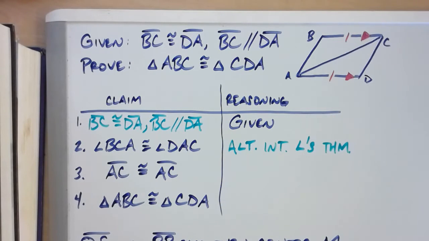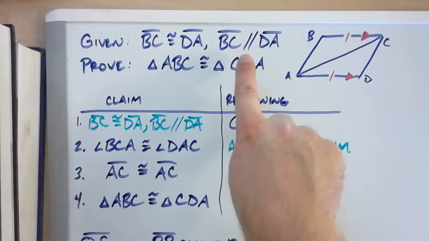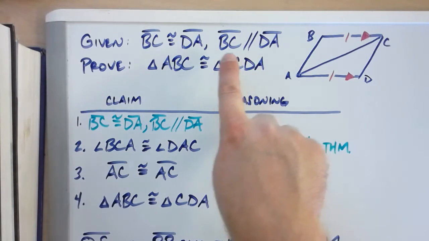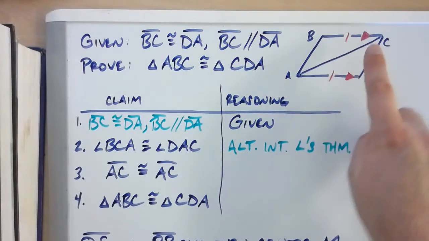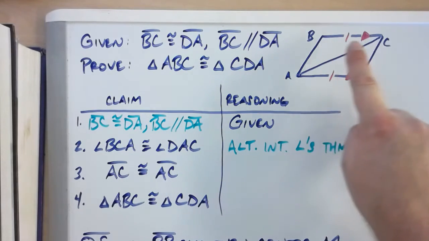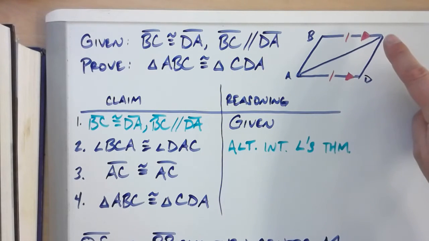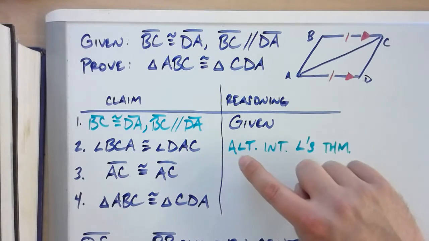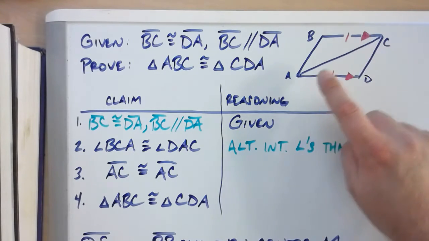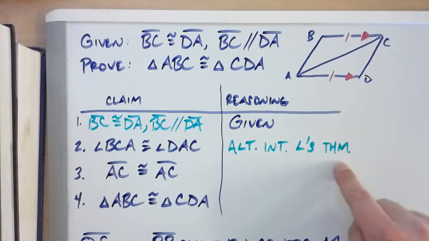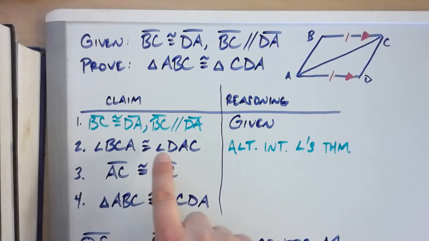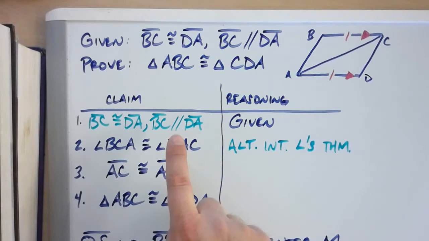Alternate interior angles theorem. Why can I use that? Because I have parallel lines or parallel segments. In chapter 10, if ever I had two segments or lines that were cut by a transversal, so here are my two parallel lines. My transversal is this AC. And so according to alternate interior angles theorem, my opposite inside angles, basically what makes a Z, those have to be congruent. So this is a result of BC being parallel to DA, and that's from chapter 10.